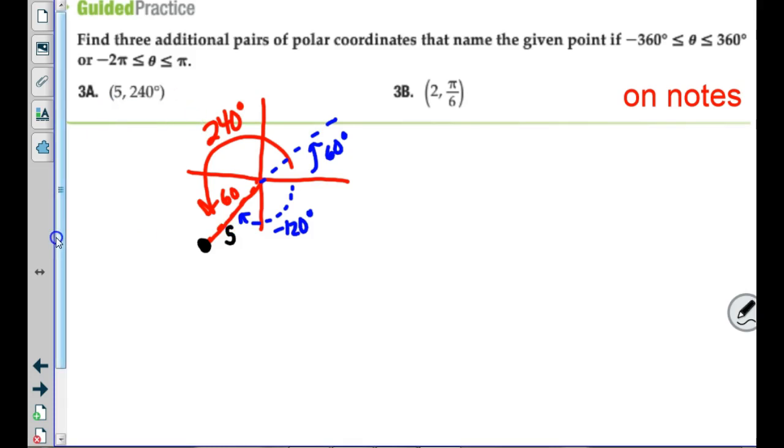Anybody got another one for me? 60 degrees. No, you're right, I think. Turn 60, but then back up 5. Is he right, guys? Nice job. Anybody else?